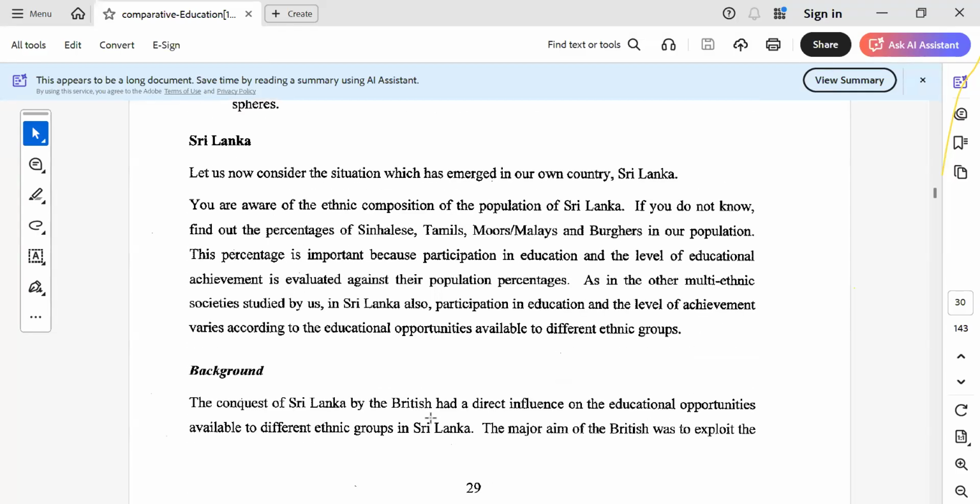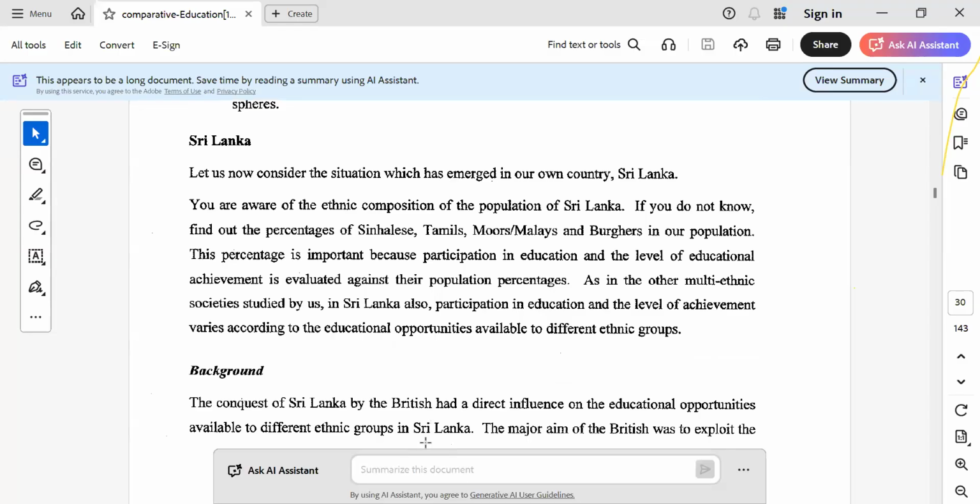If we are taking Sri Lanka, let us now consider the situation which has emerged in our country. You are aware of the ethnic composition of the population of Sri Lanka. If you do not know, find out the percentages of Sinhalese, Tamils, Moors, Malays, and Burghers in our population. So these are the ethnic groups we have in our country.